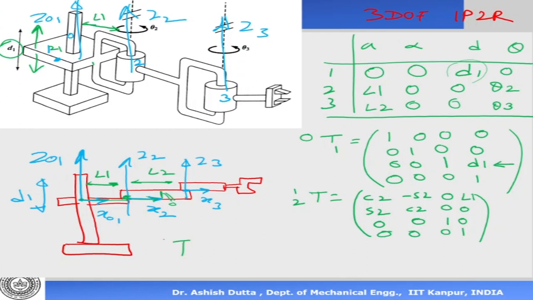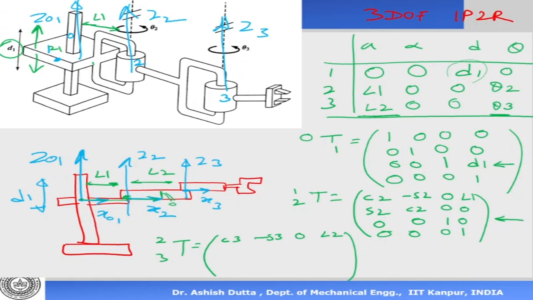What about the last one, 2 to 3? Look at the third one. There is an L2 and there is a theta 3. So it will be a replication of this only, right? So what we are getting here is it will become cos theta 3, minus sine theta 3, 0, and L2. So it will be L2 here.